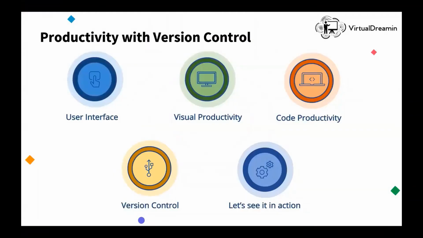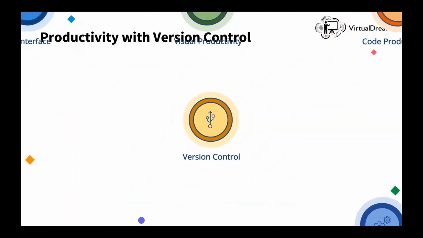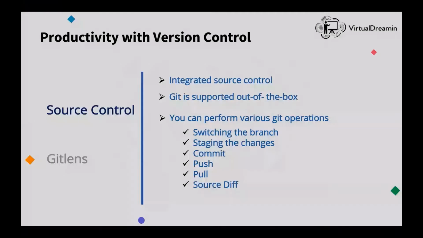The next important set of features I'm going to talk about is the version control features. So we have source control integrated into Visual Studio Code. By default, it supports Git. But if you want to use any other version control system, maybe Subversion, you can always use that. But it supports Git out of the box, and it supports all the different actions that you want to do on your repository.